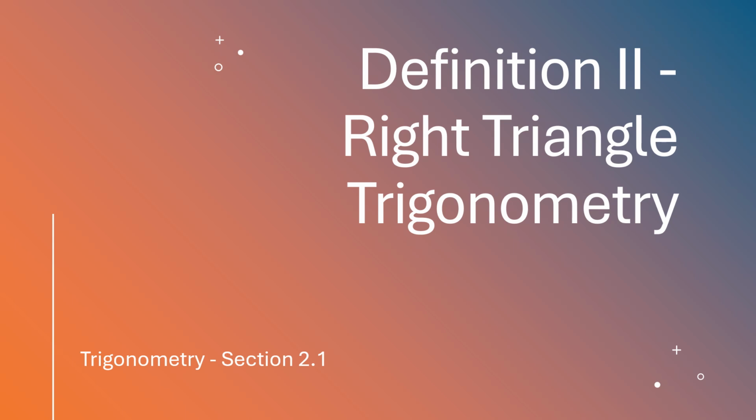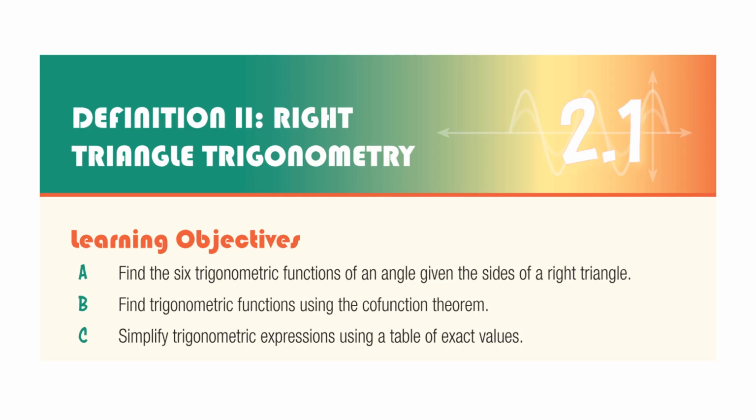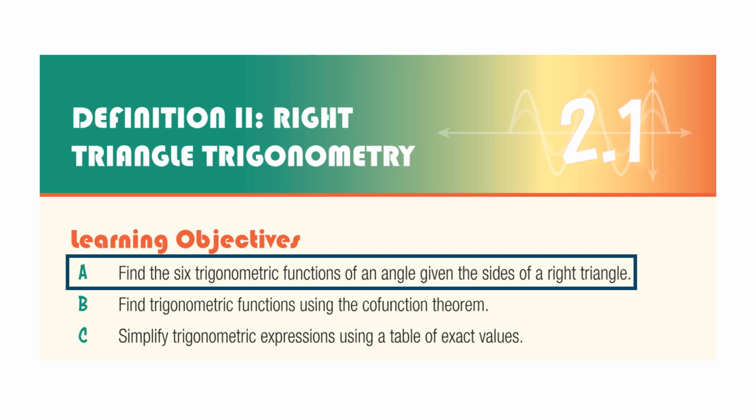Section 2.1, Definition 2, Right Triangle Trigonometry. This section has 3 objectives. We are going to first start with Objective A: find the 6 trigonometric functions of an angle given the sides of a right triangle.